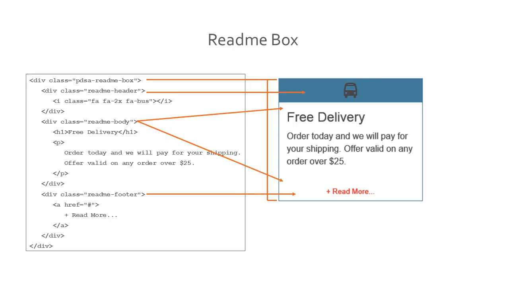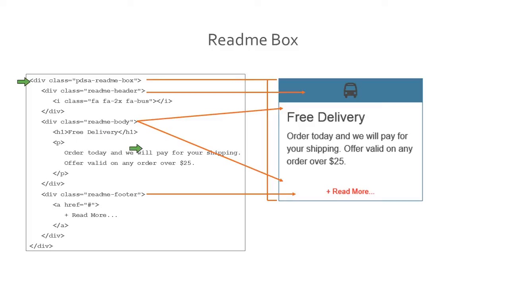So when you look at this, the way I laid this out is I have an overall box. That's the first div that we see here, and the div's class equals PDSA-readme-box. And again, I use the PDSA prefix just so I know that it's my class.